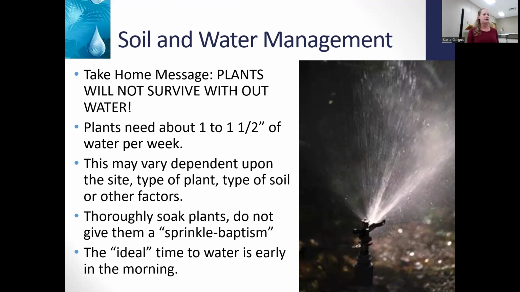If you have a sprinkler system, you may just have to monitor it. Take a trowel, dig down after it's run 30 minutes, turn it off, let it settle, and check how deeply the soil has been wetted. You may have to turn it back on in a little while. Or if you're hand watering, just don't do a sprinkled baptism. We want a full dunking.